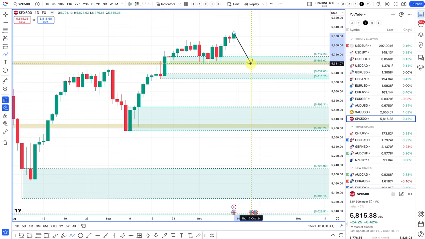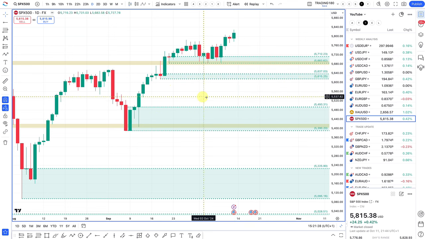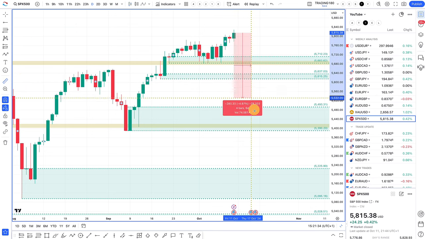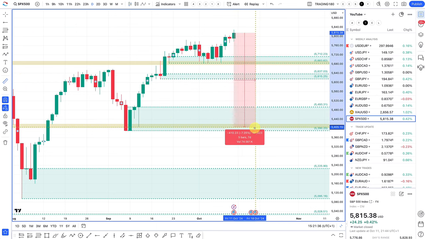I do think that, though, for me, any pullbacks into a demand zone are really just buying opportunities for the S&P, regardless of whether we get a deeper pullback, because a pullback down to these 5480s would be, what would that be? That's going to be something like about 5%. So it looks like a deep pullback, but a 5%, 7% pullback is really kind of nothing.